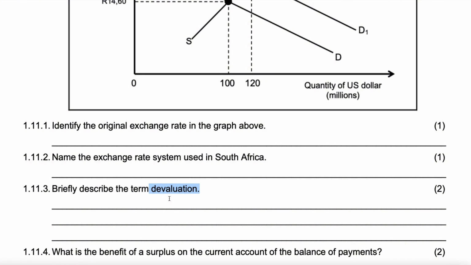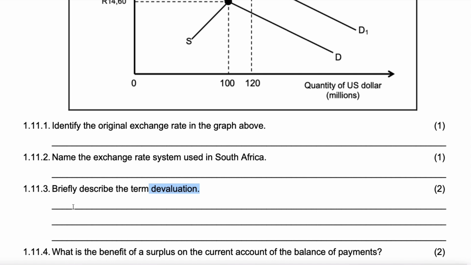So how would you define or describe this? You would say devaluation is a deliberate act by the government, or if you want to be specific, you can say by a central bank, to decrease the value of their currency. So in South Africa, the institution that can devalue the rand is the South African Reserve Bank. So a deliberate act by the South African Reserve Bank to reduce the value of the rand is called devaluation.